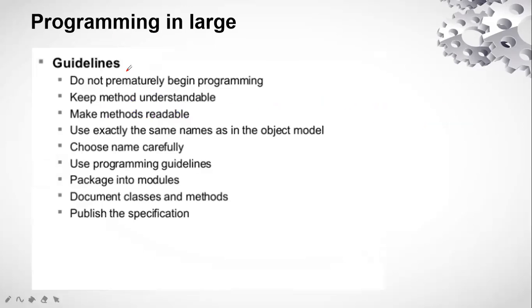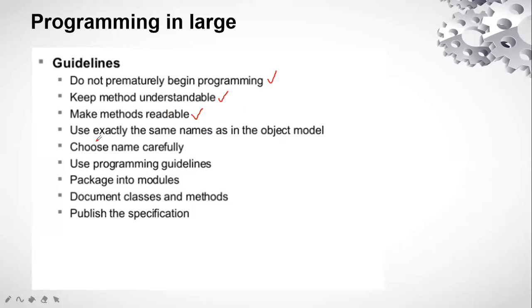So what are the things? We should take care of certain guidelines. Do not prematurely begin programming. We have to be mature enough and take care of all the features I am going to mention, and then move to programming when we have cleared the design and it is published to all the programmers. Keep methods understandable. That means all the methods should be understandable to all the programmers, not only to one or two. Make methods readable.